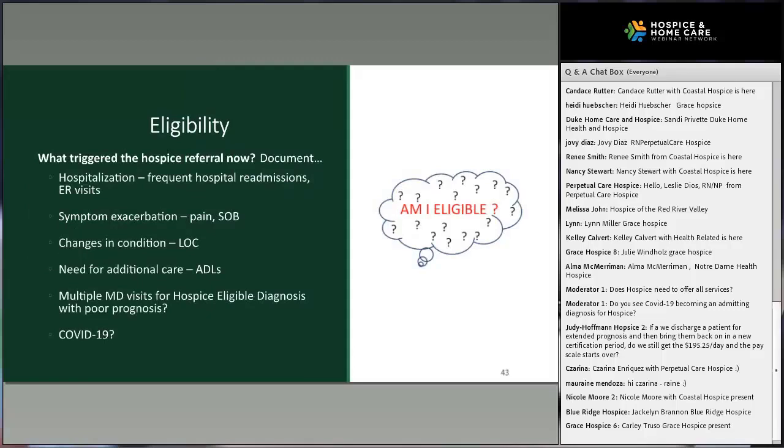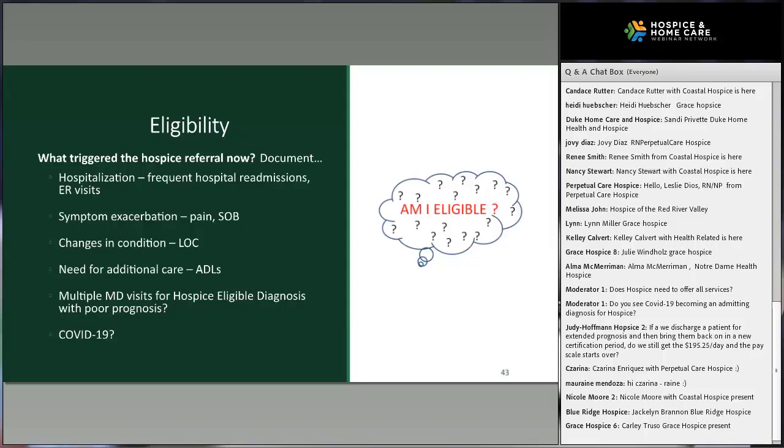So why am I eligible? Now, we've talked about a lot of different things, but when you are that nurse in there doing that admission, you really want to ask the family primarily, what triggered this hospice referral? Was it maybe a lot of hospitalizations, frequent readmissions, and ER visits, which oftentimes are very common with the cardiac diagnosis, the heart failure patients? Those are generally your frequent flyers, and those are the ones that have the higher hospital readmission rates.